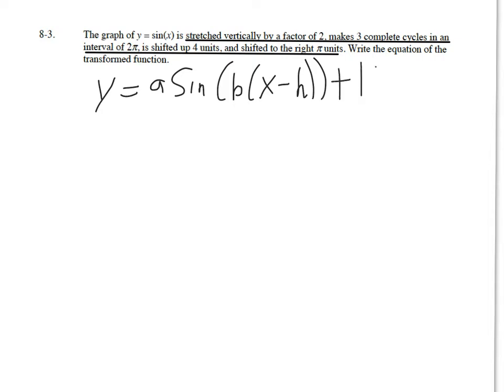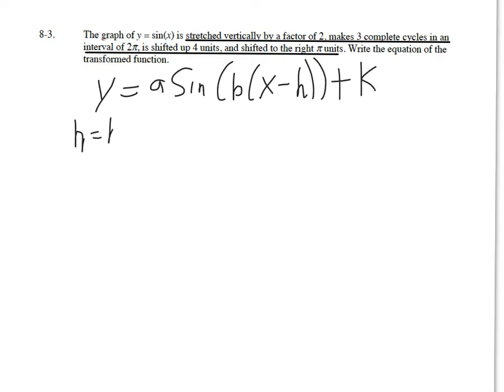Now the graph of y equaling sine x is stretched vertically by a factor of 2, makes 3 complete cycles in an interval of 2 pi, is shifted up 4 units and shifted to the right pi over 4 units. So I'm going to start by writing y equaling a sine of b times (x minus h), the horizontal shift, plus k, the vertical shift.